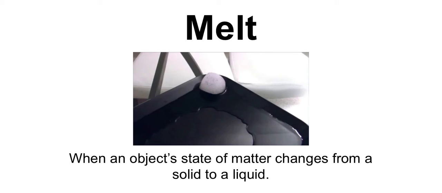Melt is when an object's state of matter changes from a solid to a liquid. So if you think in terms of an ice cube, it is solid and it's going to melt into water.